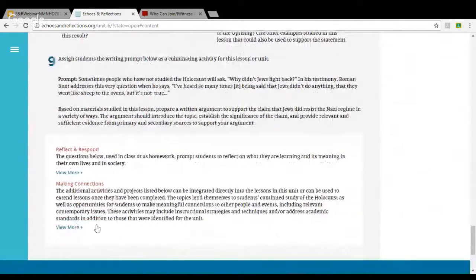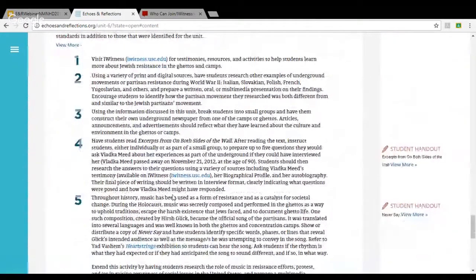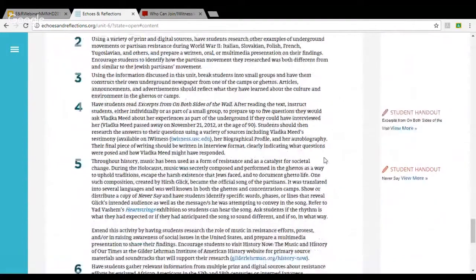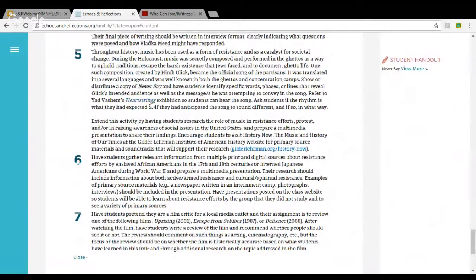There's also some additional resources under our Making Connections, which are featured in every lesson. At the very end, you'll see a drop down for Making Connections. And there's one particular piece here, an excerpt from Vladka Meed's On Both Sides of the Wall. Vladka compromised her religious identity, living as a Catholic Polish girl in Warsaw, to serve the resistance movement. And so that can be another lens through which you can examine the Holocaust with this particular National History Day theme. There were compromises that people had to make to their religion in order to survive. And that can be a very complicated and complex topic.